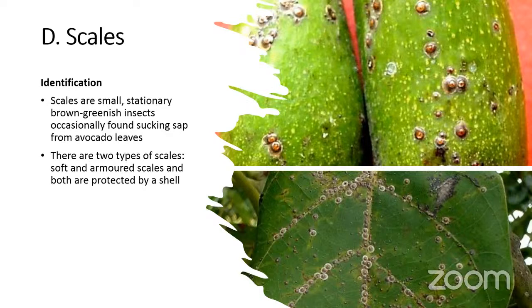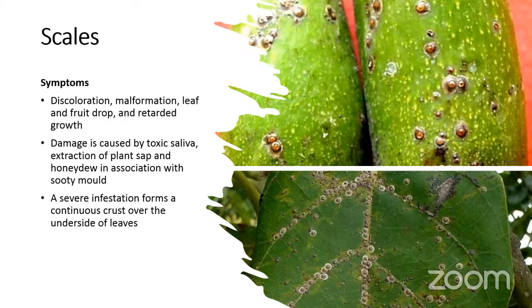And next slide. Yes, sir. Symptoms. When scales attack your avocado fruits or leaves, because of the sucking of the sap, there will be discoloration on the parts where they actually attack. Then there will be malformation, the leaves and fruit will drop, and retarded growth because they are sucking the sap. The sap is like the blood in the plants. Then the damage is caused by toxic saliva, extraction of plant sap, and also honeydew.